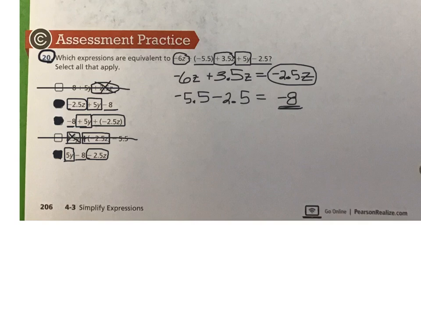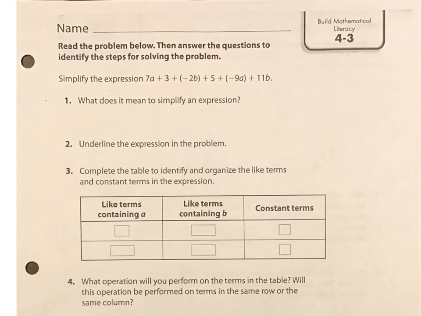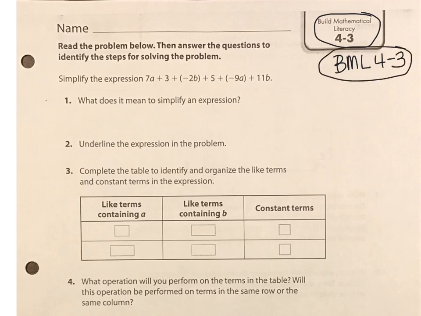Now for the last part of your lesson 4-3, I want you to go get a copy, if you don't already have one, of the worksheet that goes with lesson 4-3. Those pages will be on the next 2 slides. The front side of your paper is called Build Mathematical Literacy. So you might see this abbreviated as BML 4-3. It's just shorthand for Build Mathematical Literacy.